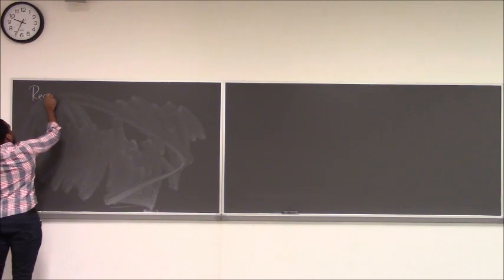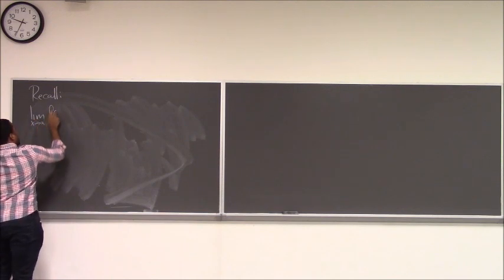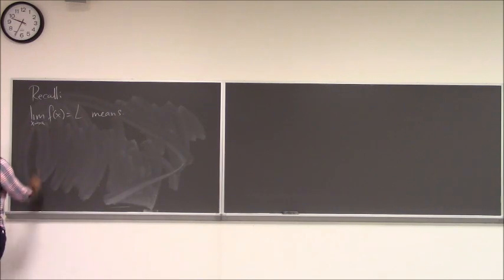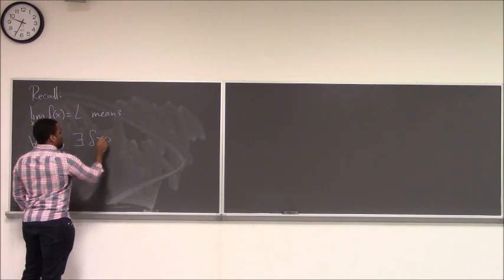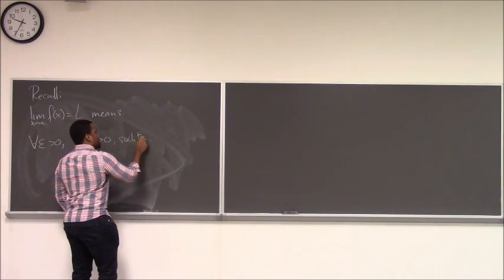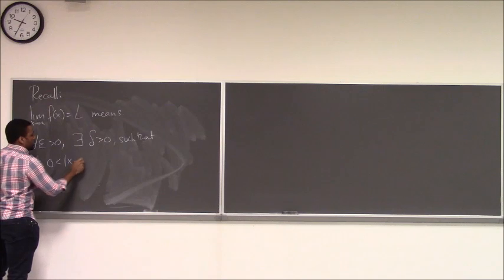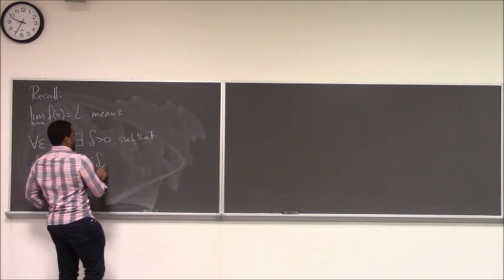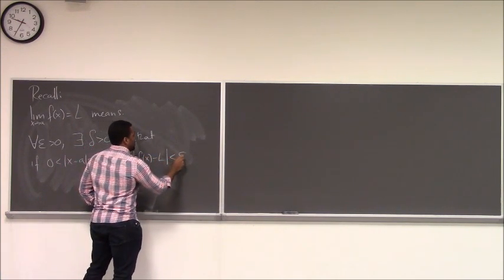But just recall that the limit as x approaches a of f of x equals L means: for all epsilon greater than 0, there exists a delta greater than 0 such that if the distance between x and a is less than delta, possibly never being equal, your x does not necessarily have to be equal to a, then the distance between f of x and L would be less than epsilon.